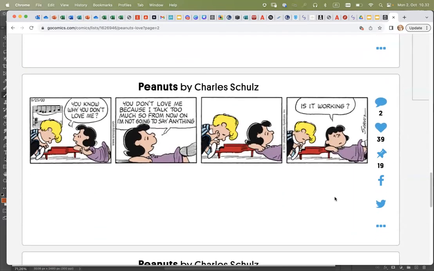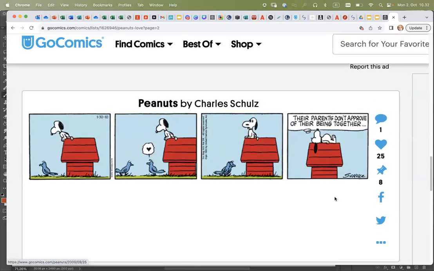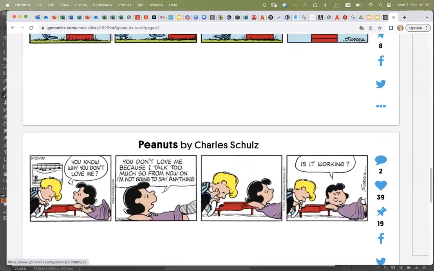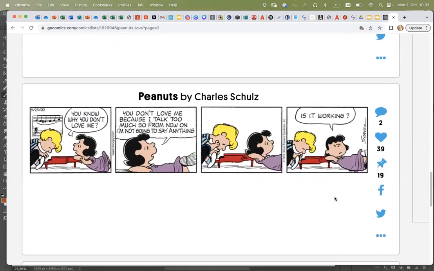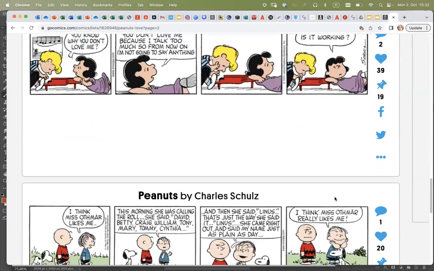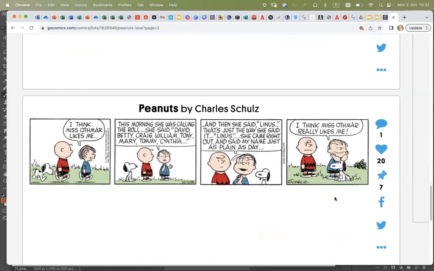Okay. So sometimes Snoopy is a little bit too nice to his bird friends, maybe. Okay, there's this love. Oh, and yes, Linus also has a lot of love interests. Mostly it's his teacher, Miss Othmar, but there are others as well.